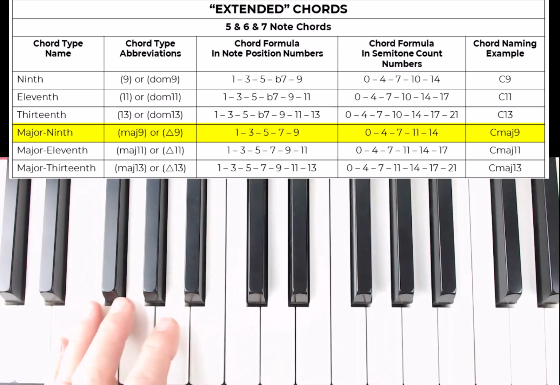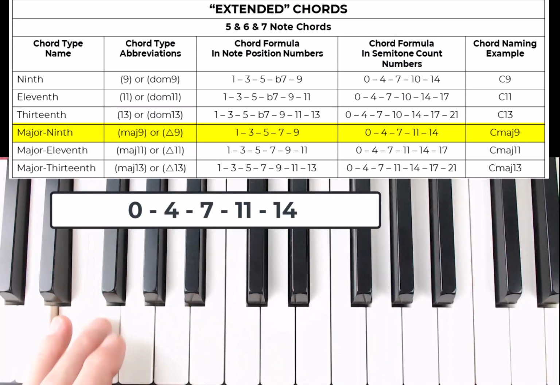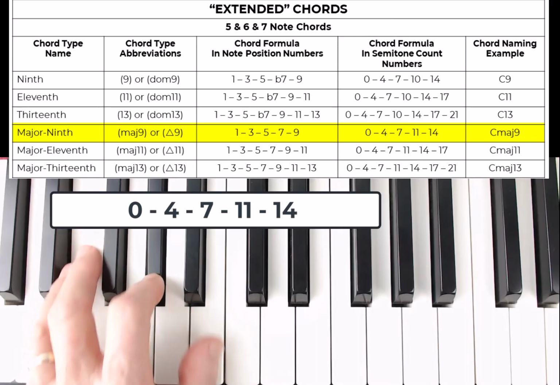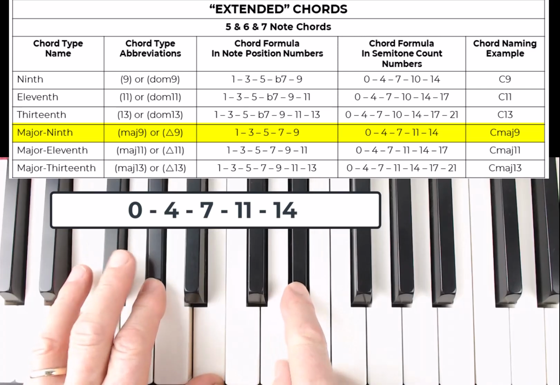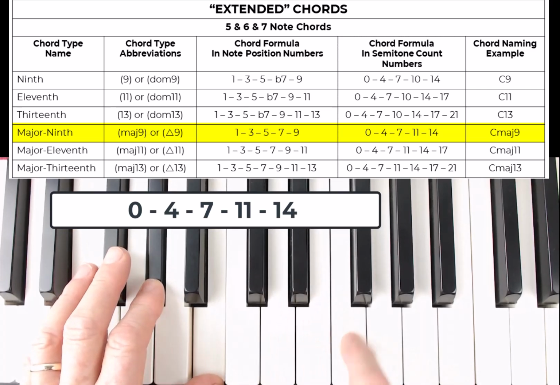If we did an E, then here's 0, 1, 2, 3, 4, 5, 6, 7, and then we're going to go from 7 to 11: 7, 8, 9, 10, 11, and then 12, 13, 14.